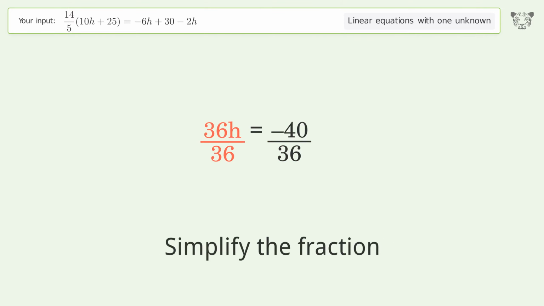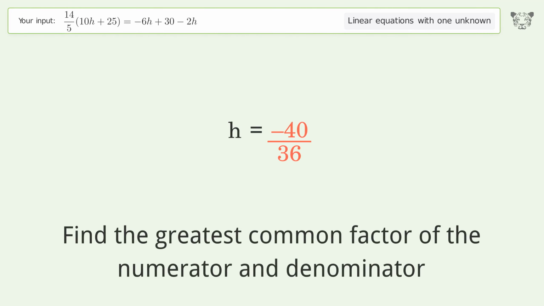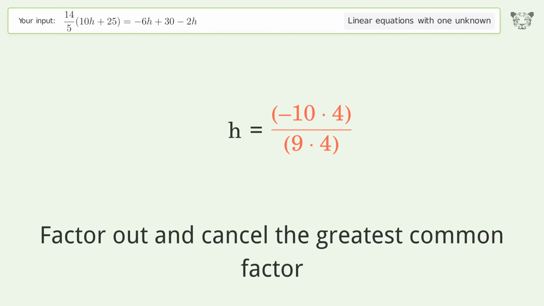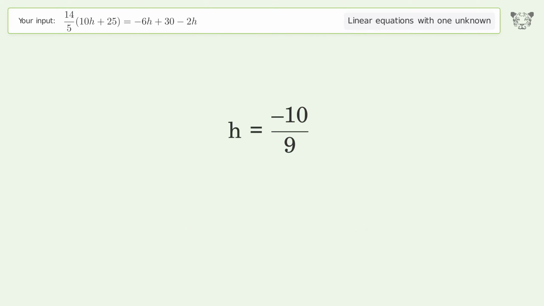Simplify the fraction. Find the greatest common factor of the numerator and denominator. Factor out and cancel the greatest common factor. And so the final result is h equals -10/9.